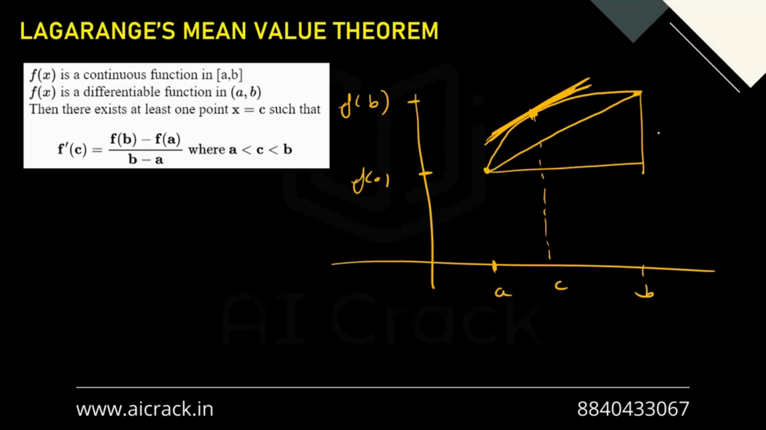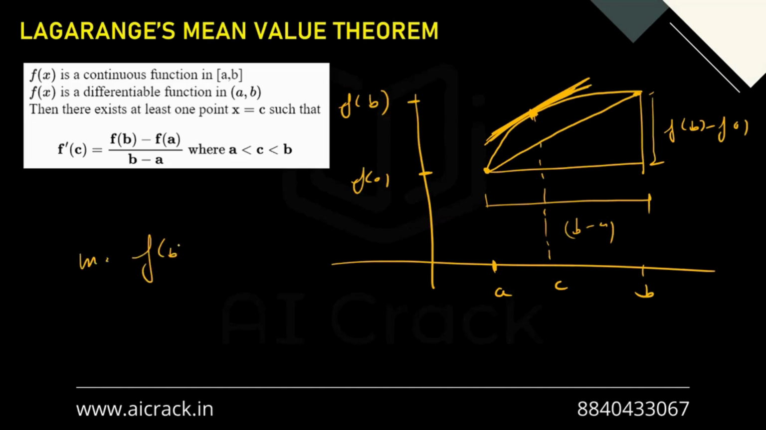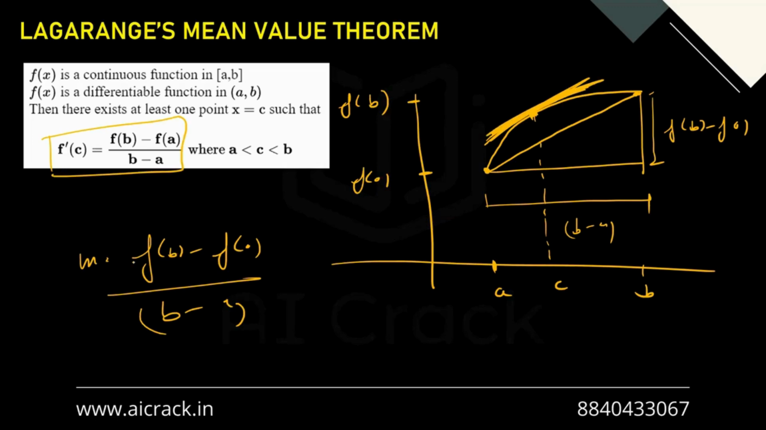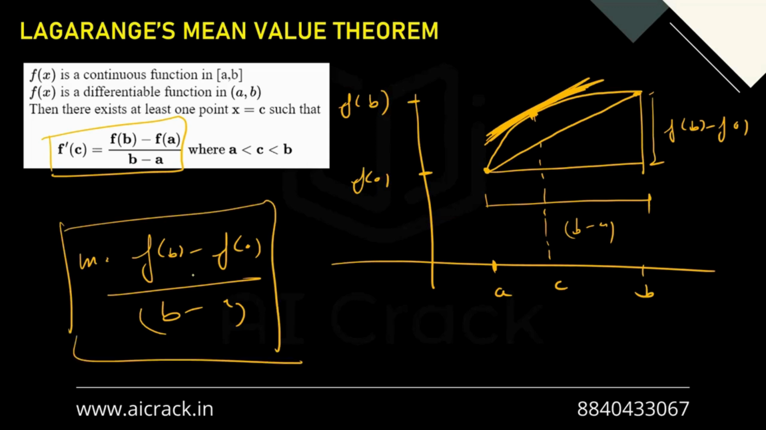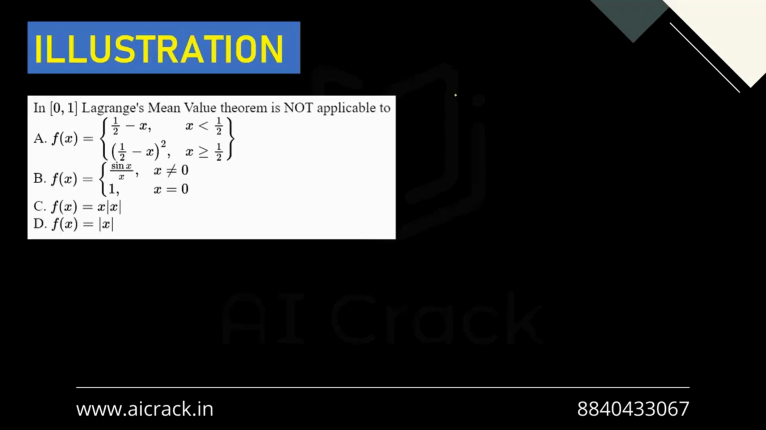We can do that with the help of delta y by delta x, right? So what is delta y over here? Delta y is nothing but f(b) minus f(a), right? And what about delta x? That is b minus a, right? So our slope comes out as (f(b) minus f(a)) divided by (b minus a). So this is what we have over here, right? So f'(c) is the same as the slope of this line, (f(b) minus f(a)) divided by (b minus a), right? Simple.